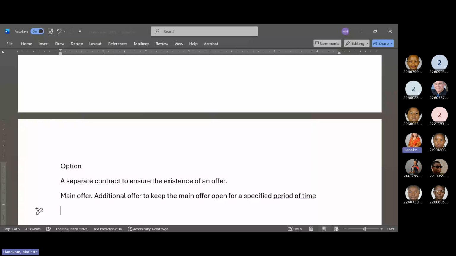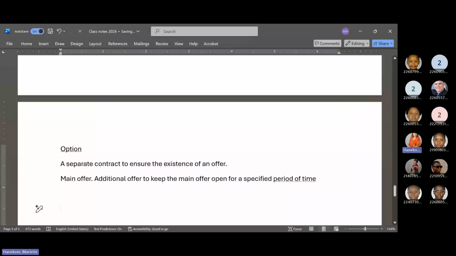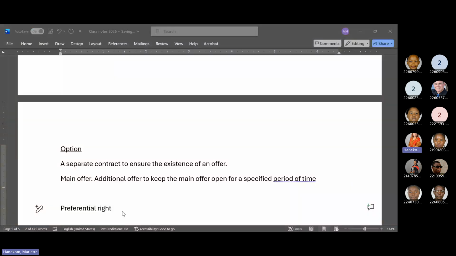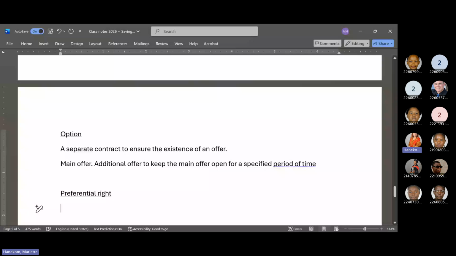An option must be distinguished from a preferential right. A preferential right is also known as a right of first refusal, which explains, in fact, exactly what it is.